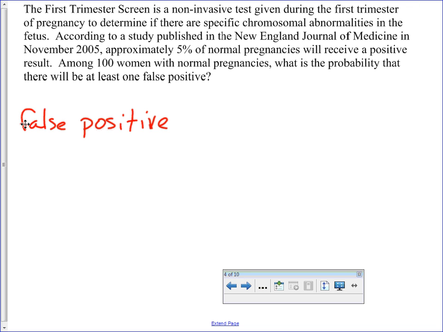So among 100 women with normal pregnancies, what is the probability there will be at least one false positive? Whenever you see "at least one," this is a different type of problem. So how do we do at least one?